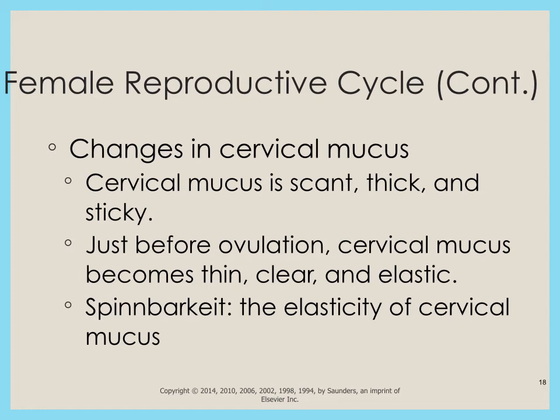During the female reproductive cycle, changes in cervical mucus are noted. Cervical mucus can become scant, thick, and sticky, signifying differences in a woman's cycle. Just before ovulation, cervical mucus becomes thin, clear, and elastic, and spinnbarkeit is the elasticity of the cervical mucus.